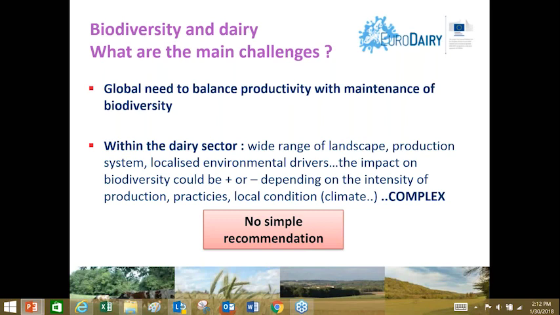Now, regarding specifically the dairy sector, we have a really wide range of landscapes in Europe, a wide range of production systems, and localized environmental drivers. So the impact on biodiversity of the same practices could be either positive or negative, depending on the intensity of the production, the practices, the local conditions, the climate, and everything. So it's all extremely complex, and there is no simple recommendation.